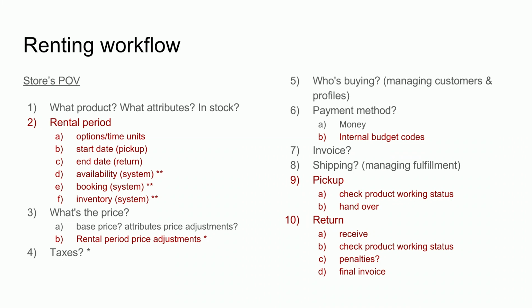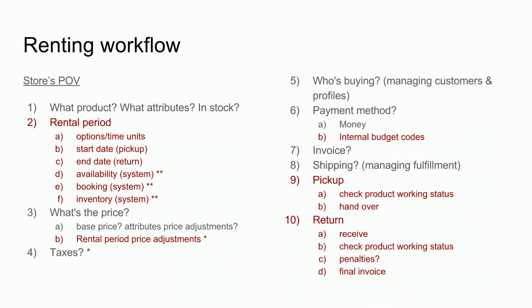The start date, the end date, obviously. D, E, and F could be all part of the same system, but you do have to check for availability. If I want to rent a lawnmower on Saturday, you better have one available, right? And then if it's available, you need some kind of booking system too, that you can book it, and then you need to make sure that inventory is updated, blah, blah, blah.